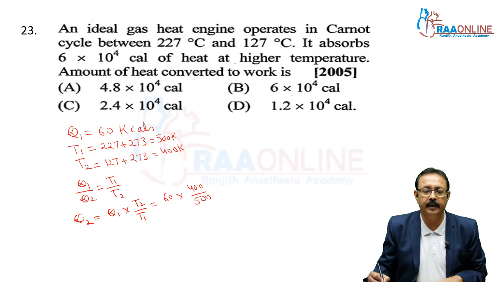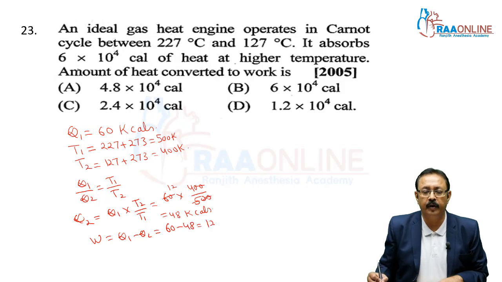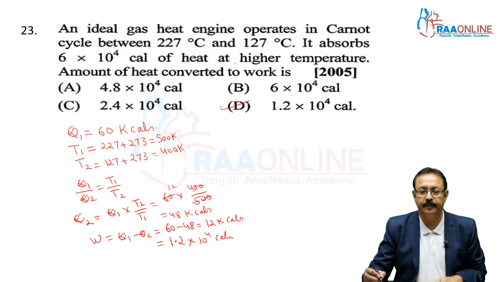So again I am getting 5 12s are 60, 12 4s are 48 kilocalories. So work done is equal to Q1 minus Q2, 60 minus 48, 12 kilocalories. Kilo means 10 to the power 3, taking the 10 from 12, so I got 1.2 into 10 to the power 4 calories. So going with option D.